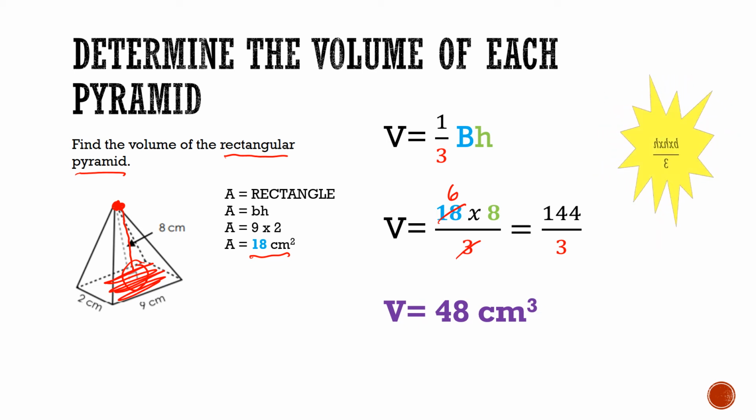Also remember, you can use this as well: base times height divided by 3. So you could do 2 times 9 times 8 and then divide that by 3.